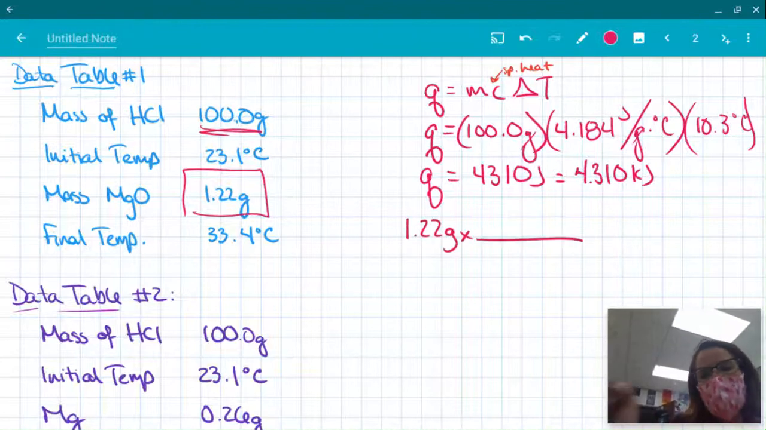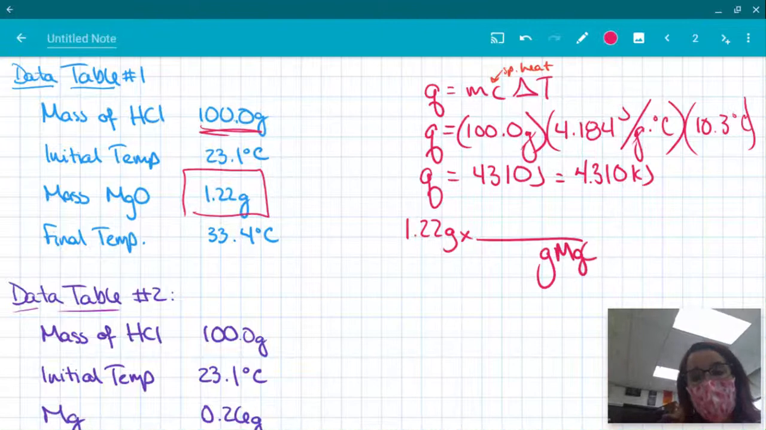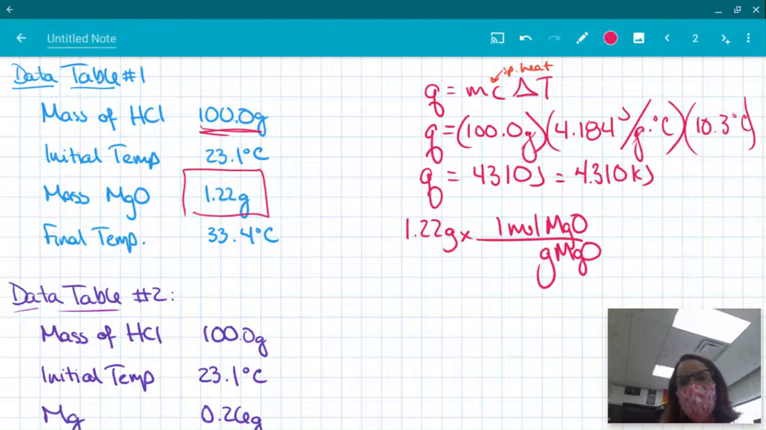And then, as we always do with the mole roadmap, draw your line. What unit do you want on the bottom? You want grams on the bottom, and this was the MgO, and you always put 1 mole of MgO on the top. And so what is the grams of MgO? We find it on the periodic table.